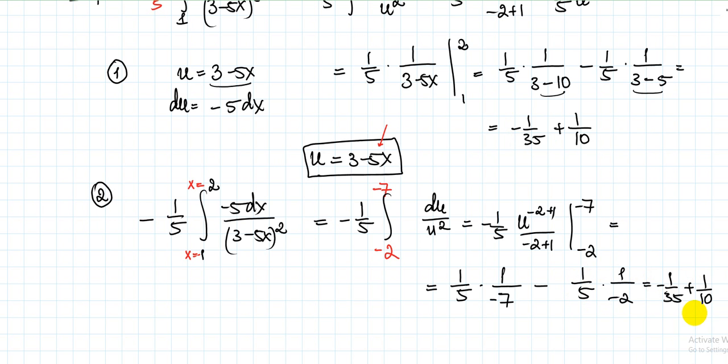Do you understand this? So the substitution rule works a little bit differently if you have the definite integral. Okay, so if you have the definite integral, you have to make sure that you are substituting the borders of the integration as well. Okay.